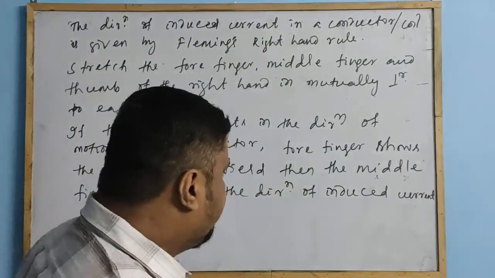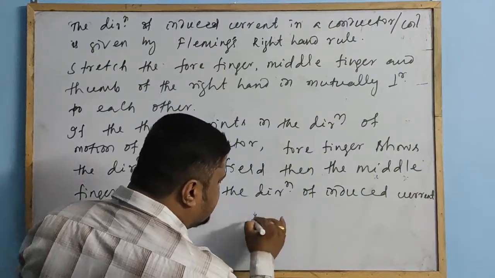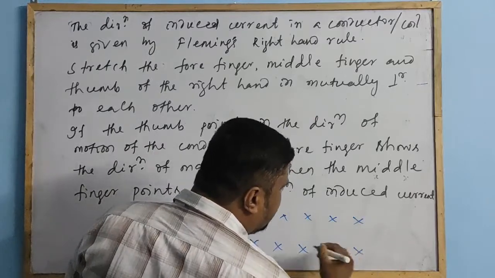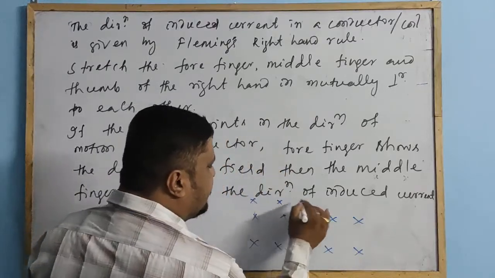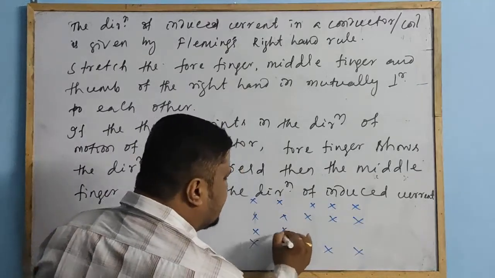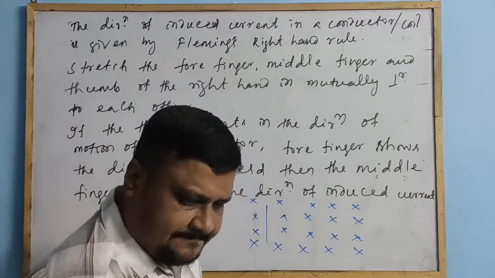In that figure, let me draw the figure again. So this is the magnetic field, uniform, mutually perpendicular inward. That is your figure. It is a uniform magnetic field which is perpendicular inward. This is the conductor. Clear?